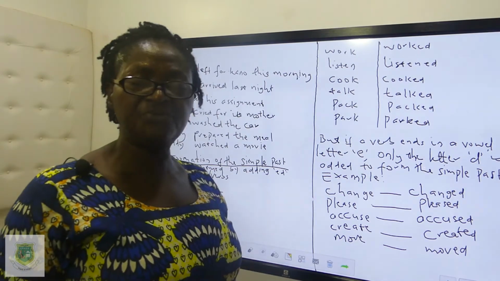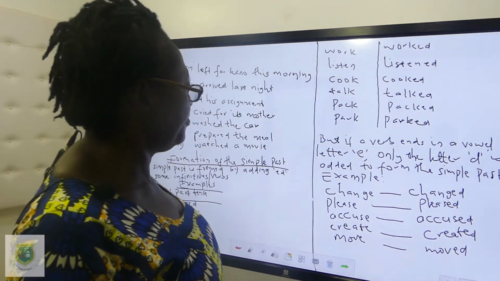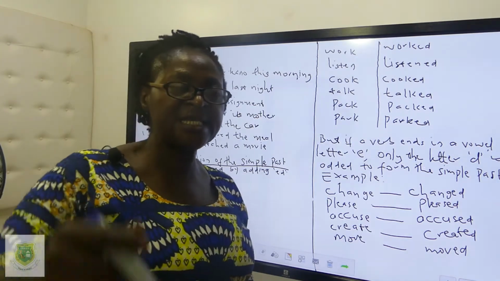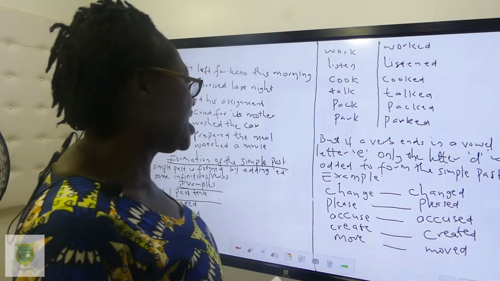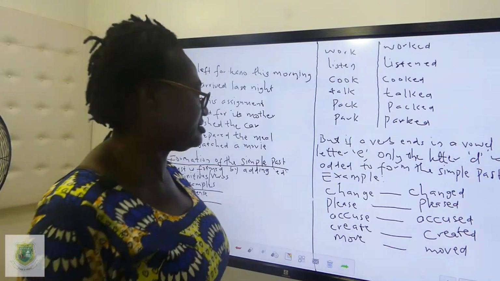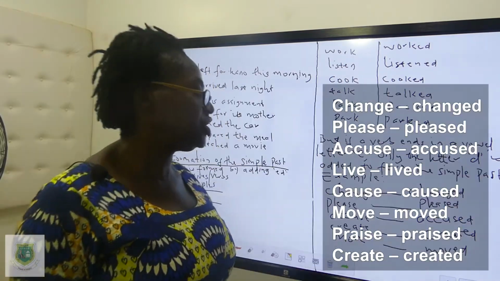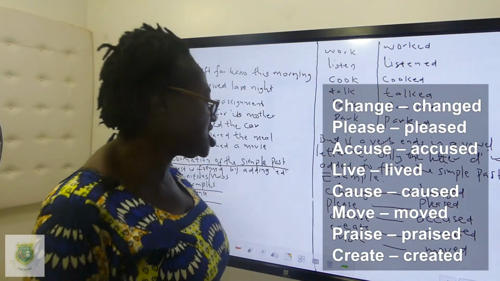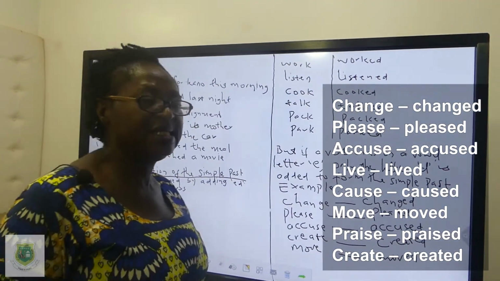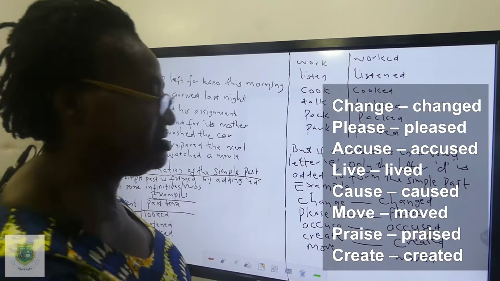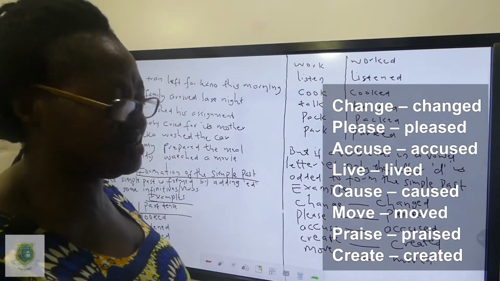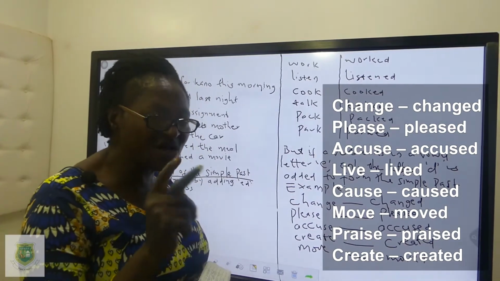And when you see such verbs or infinitives, we call them infinitives or verbs ending with the letter E, we will add only D to make them past tense. For instance, change. Remember the spelling of change is C-H-A-N-G-E. You don't go there and add another ED. You add just single D. Please. He is pleased. You add D. Only D. Don't add ED.